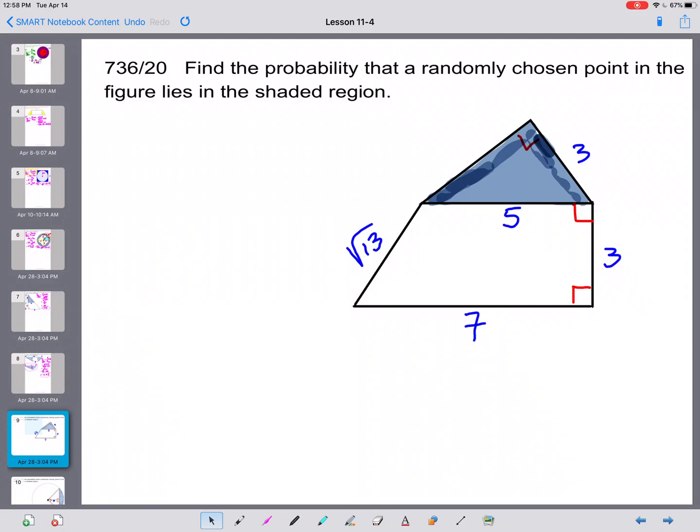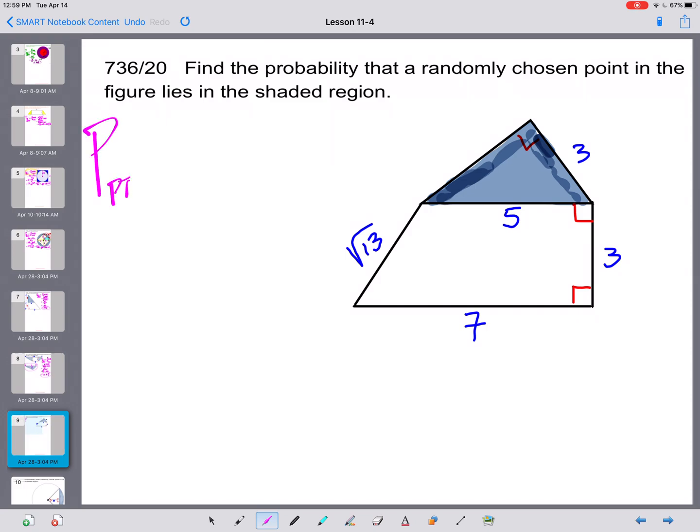This is part 2 of going over homework page 736. We've got 2 more problems. Let's do number 20. Again, we want to get the probability that the point chosen at random is on the shaded region. So here's how we do it.